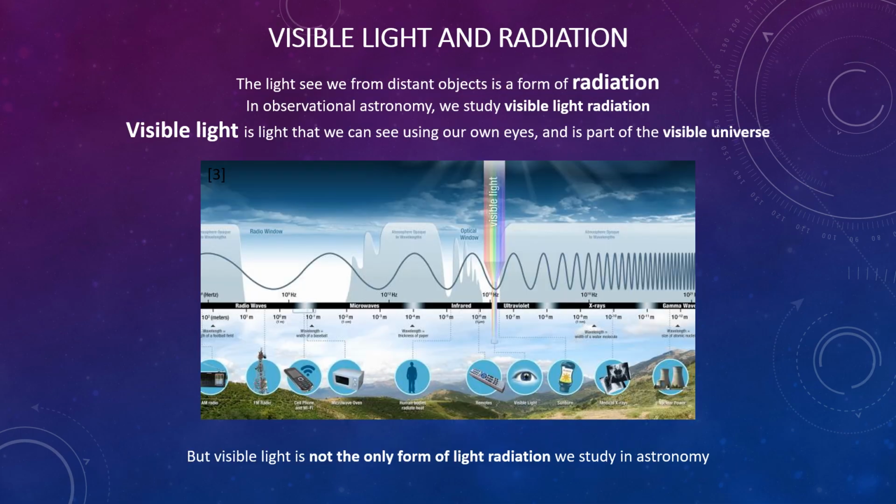So all light is a form of radiation. It is energy that is radiating around. It's radiating towards us. And so when we see light from distant objects, we are seeing visible light radiation from those objects. Visible light is what we see with our eyes and is what we think of mainly when we think of the visible universe. But that's not the only form of light radiation that we use in astronomy. We've talked about radio waves and microwaves, and we'll see infrared. And honestly, every part of the electromagnetic spectrum has an application in astronomy.